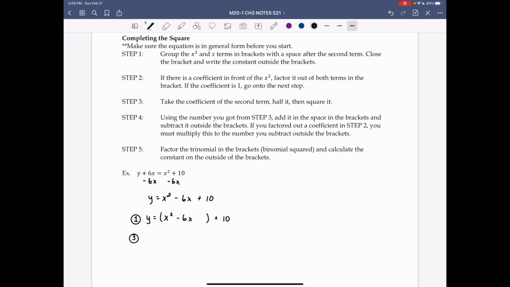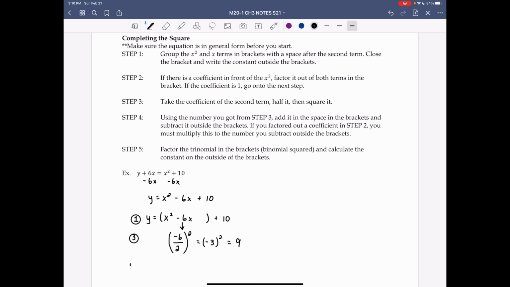I'm going to take the coefficient of the second term, which is negative 6, divide it by 2, and then square it. Negative 6 divided by 2 is negative 3. Negative 3 squared is positive 9.